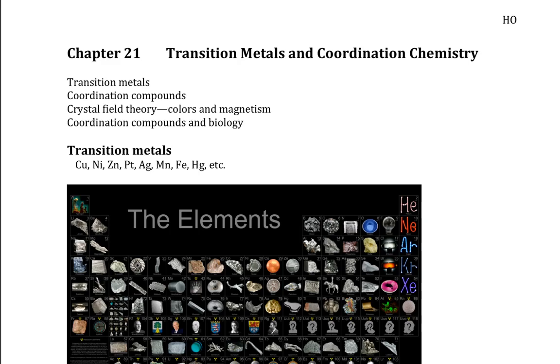I would say if you don't have a periodic table in front of you, go get one. We will be relying upon looking at a periodic table to determine primarily electron configuration. So go get that periodic table and come back.